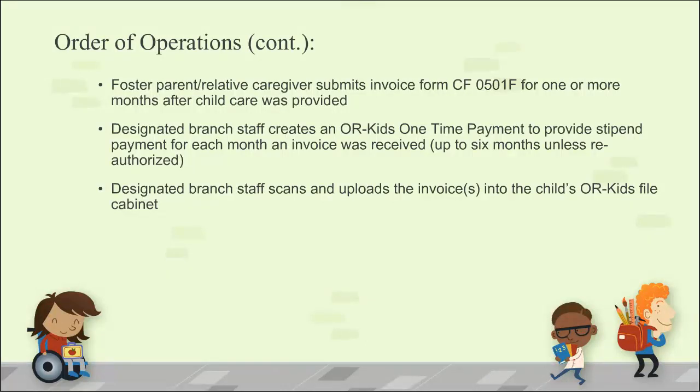Once that has happened, the child has gone to childcare, and the foster parent has paid the childcare provider, they are then going to submit the invoice with their signature and the childcare provider's signature. The designated staff person is going to create the one-time payment. They're going to note that authorization and payment number on the invoice form, and then that invoice form will be uploaded to the child's file cabinet. Any questions on those steps?